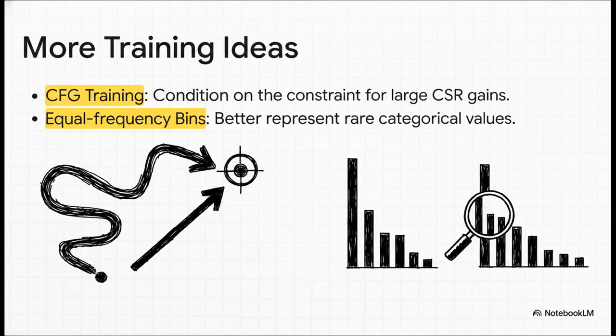And honestly, we don't even have to stop there. If we wanted to get a bit more advanced, we could bring in something called classifier-free guidance, or CFG. All that really does is teach the model to pay way more attention to the constraints we give it, which naturally leads to better results.